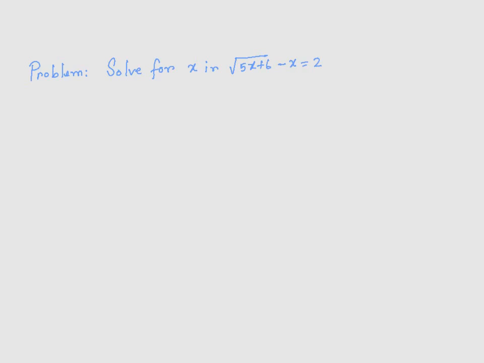In this video, I am going to solve for x. To solve for x, what I need to do is basically get rid of the radical, and I can keep the radical on the left and move the x to the right by adding x to both sides. So if I do that, I get the following: square root of 5x plus 6 is equal to x plus 2, because this positive x and negative x cancel out.